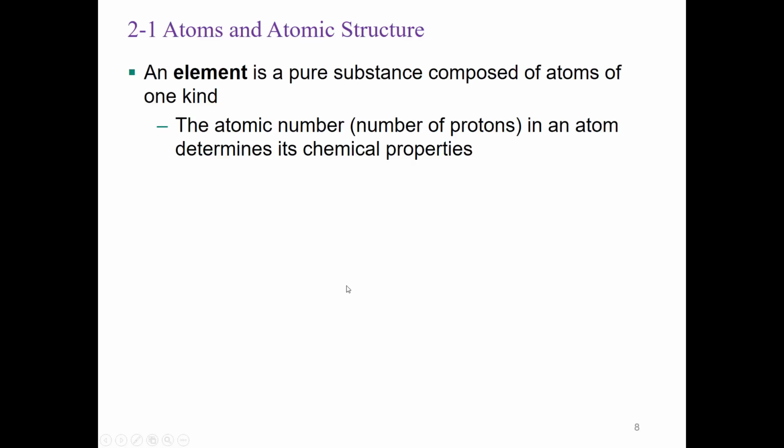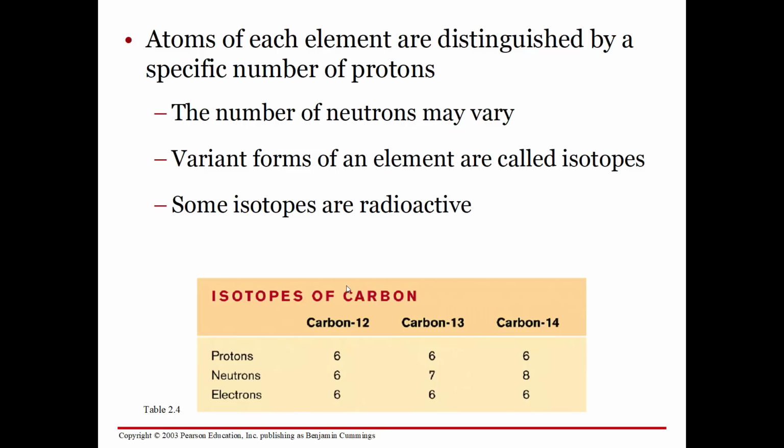An element is a pure substance made up of atoms of the same kind. And as we mentioned previously, the atomic number, or number of protons in an atom, is going to help determine its chemical properties. There are 92 elements that exist in nature. Atoms of each element can be distinguished by their specific number of protons. So again, each atom has a specific proton number, and that's part of that atom's identity. So it's not going to change.